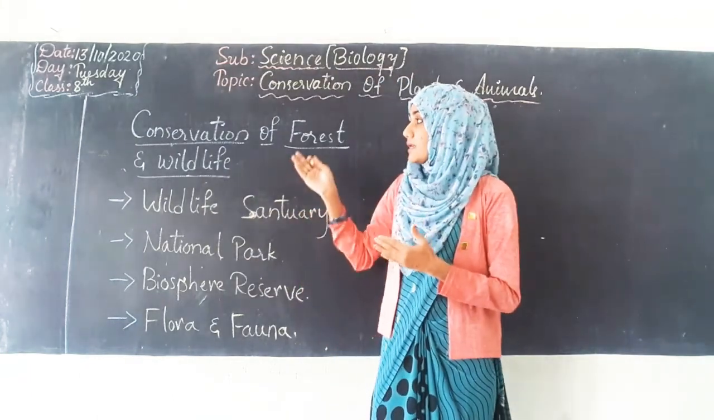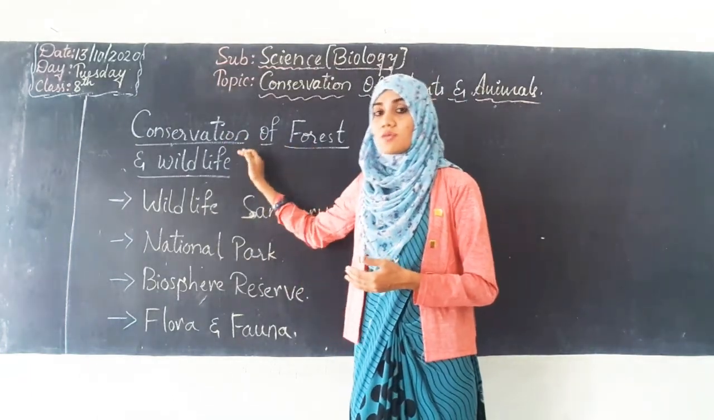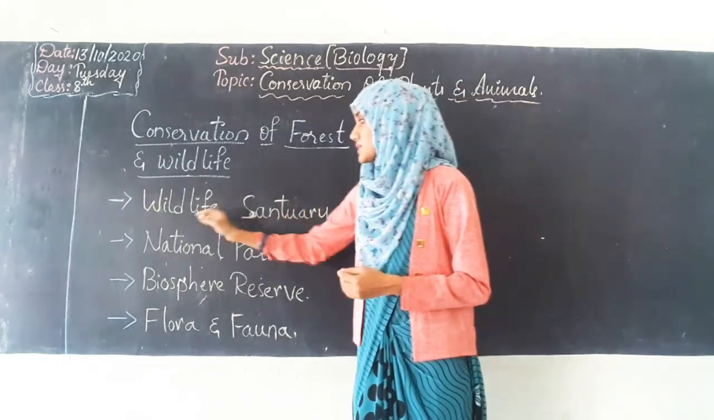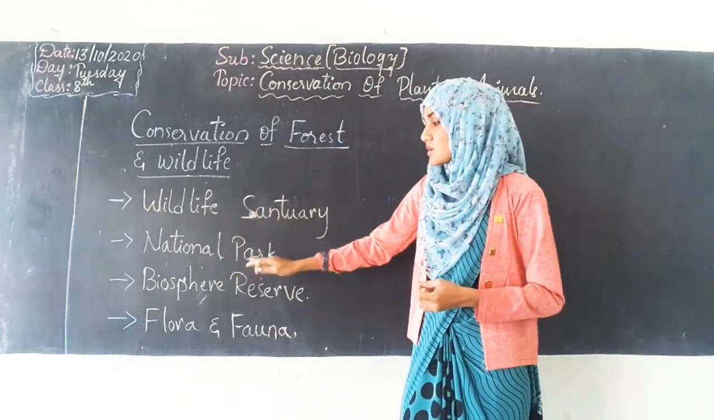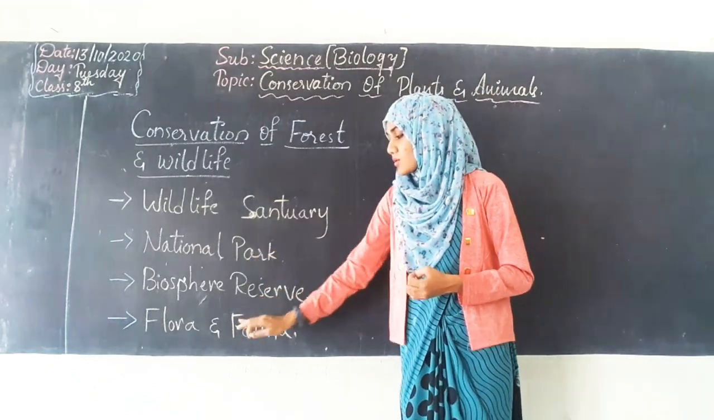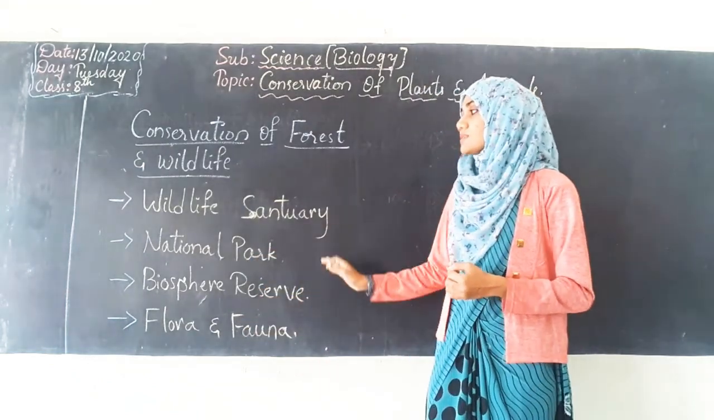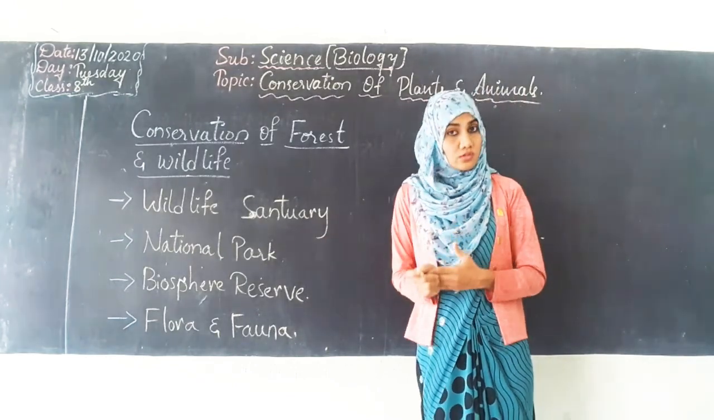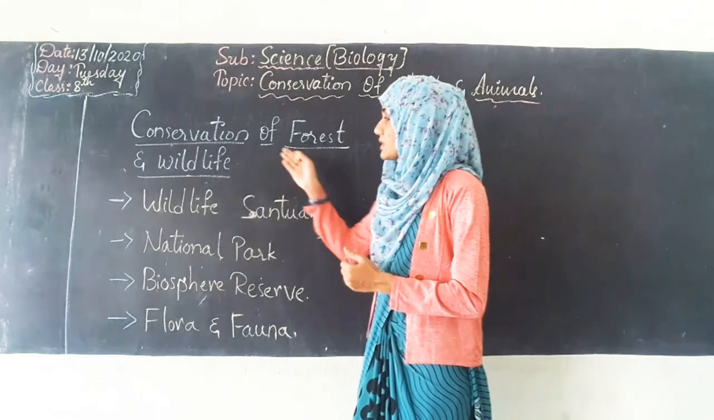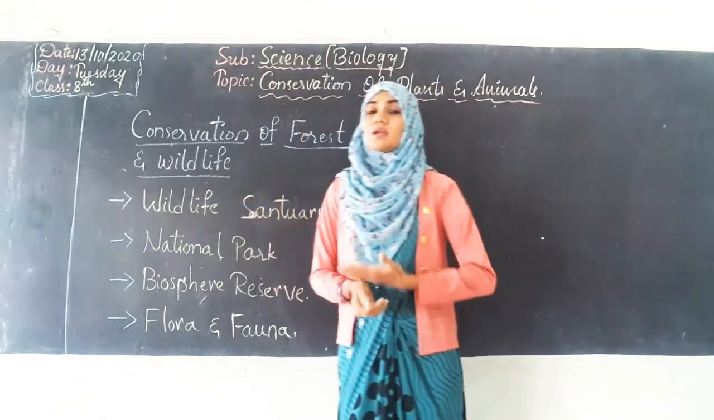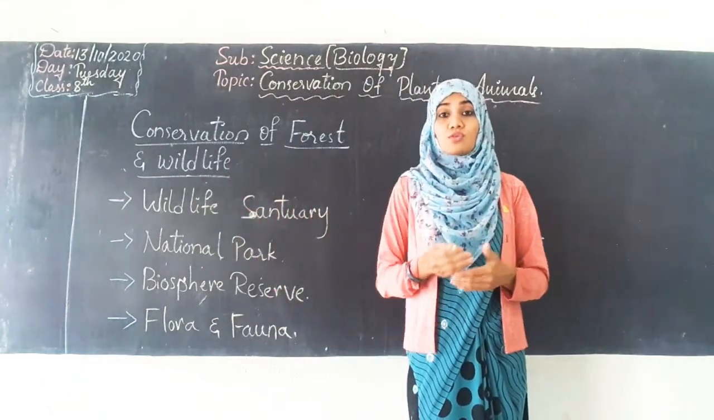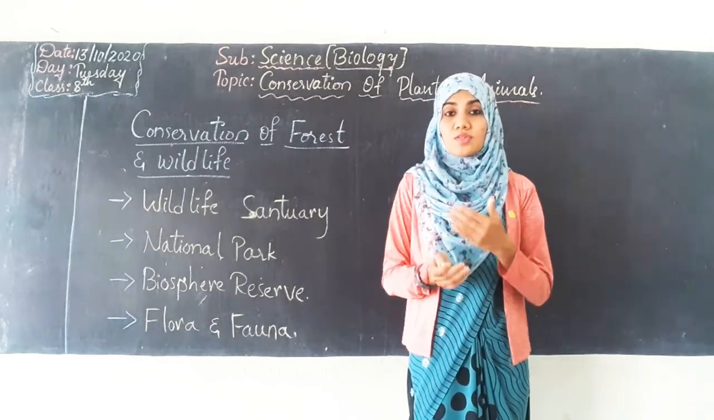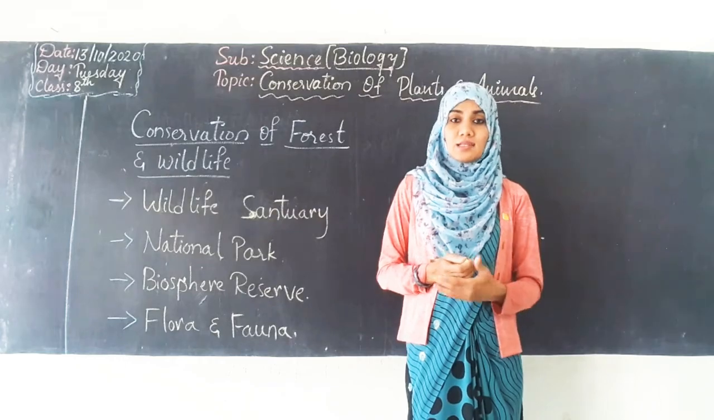While going through the explanation of the conservation of forest and wildlife, you will come across these terms: wildlife sanctuary, national park, biosphere reserve, flora and fauna. So understand the terminology and meaning of these terms and make a note of them also. We will discuss how we can conserve the forest and wildlife through these graphical slides. Have a look at these slides and note down the important things that will be highlighted.